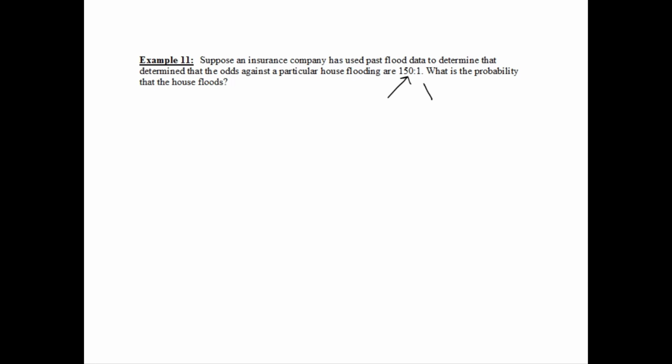We need to figure out which one of these numbers represents the chance that it floods. Since we have odds against the house flooding, that means the event is coming second. So the second number will be that it floods, and the first number will represent the chances that it doesn't flood.